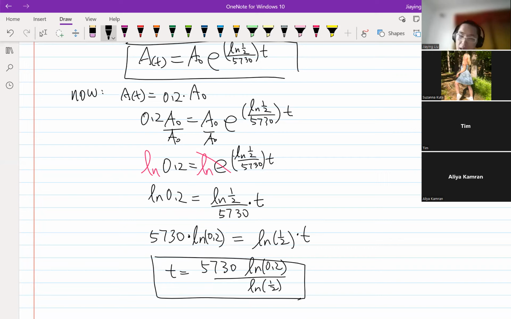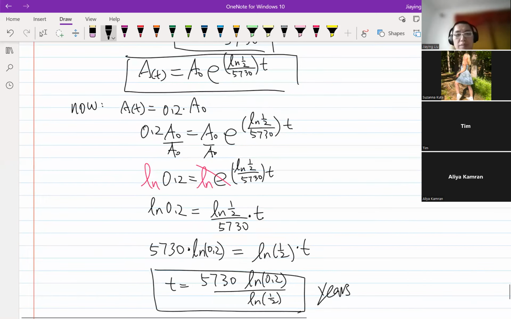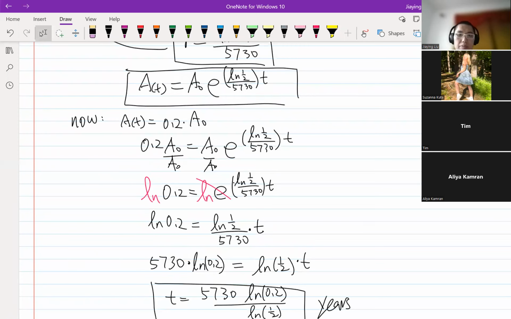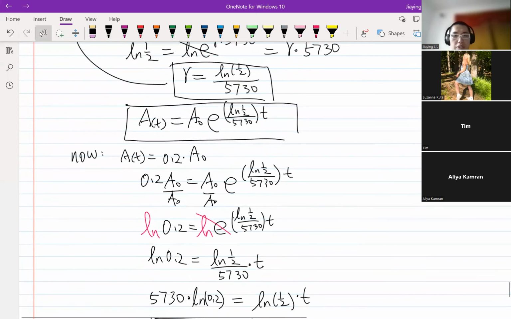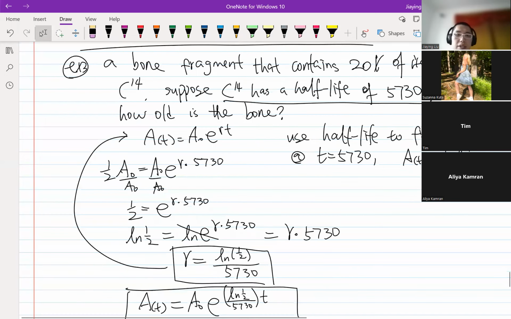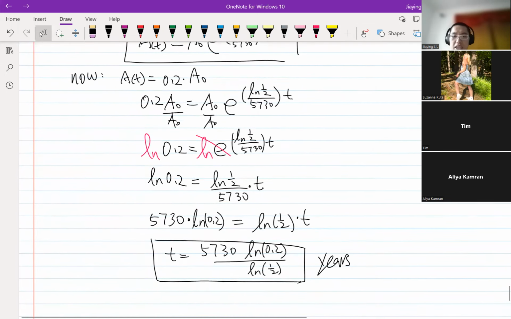So that's how many years have passed since the bone existed. So that's how old the bone is. We really just end up solving the same equation twice, but for different variables. The first time we solve it, we solve for the rate in the exponent. The second time we solve it, we solve for the time in the exponent.